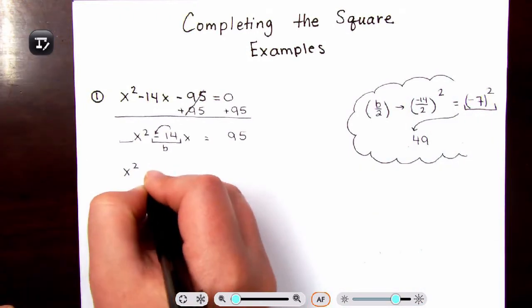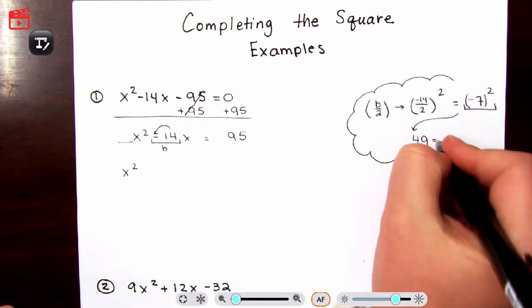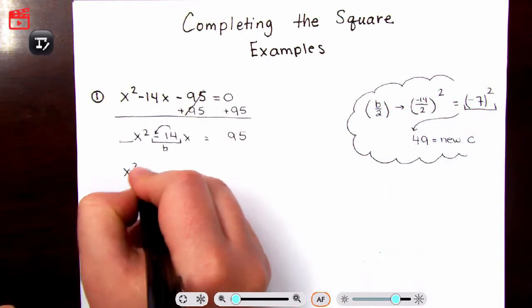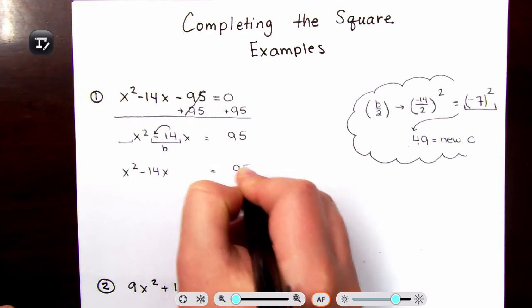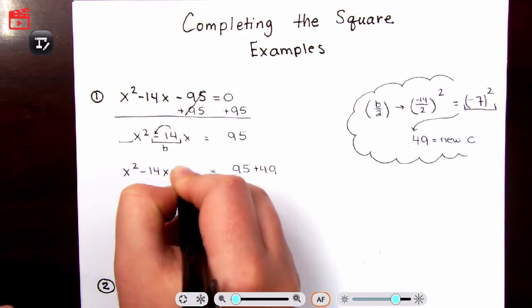Now you are at step number 6 when you're going to take this new c value and you're going to add it to both sides of your equation. So you have 95 plus 49, and you have plus 49 here.